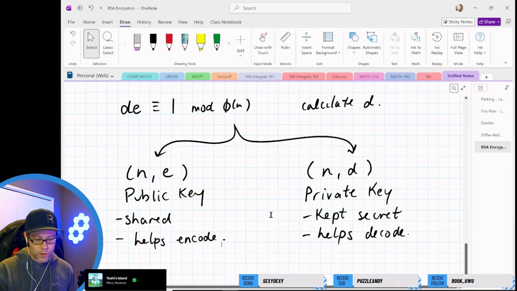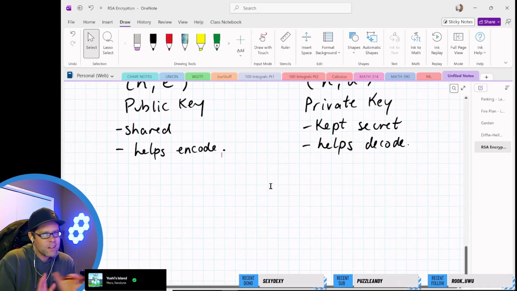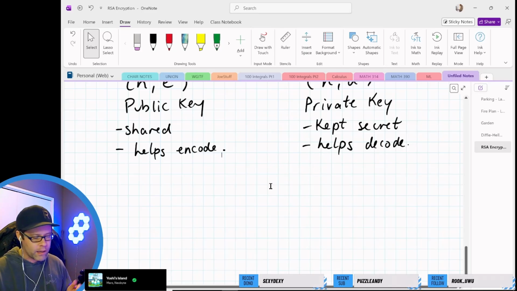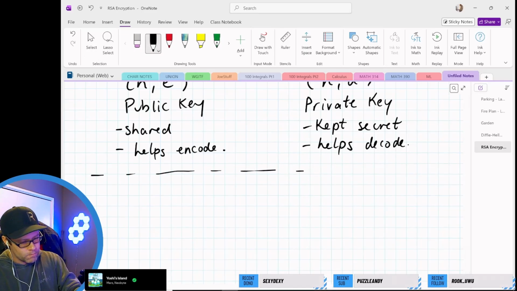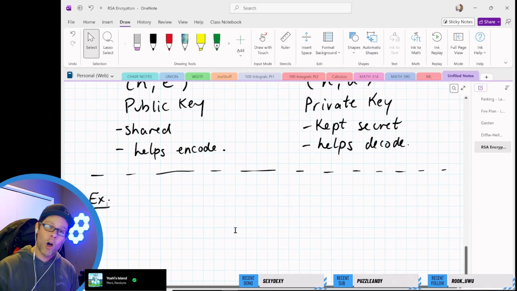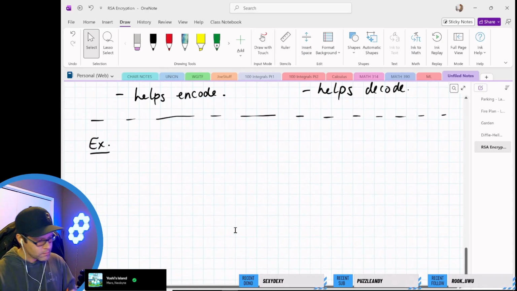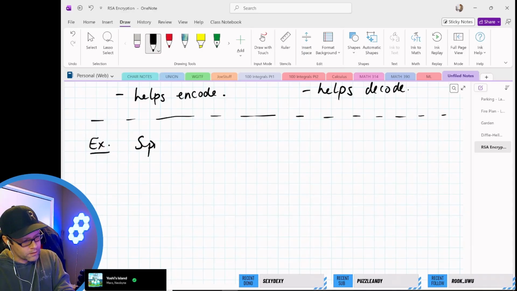Let's pop into a numerical example so you can kind of see what that process looks like, because there's a lot of stuff happening here, right? Okay, we're going to pick ridiculously small prime numbers and multiply them together, because that's how we roll. So let's suppose that we have two prime numbers. Let's take 61 and 53.